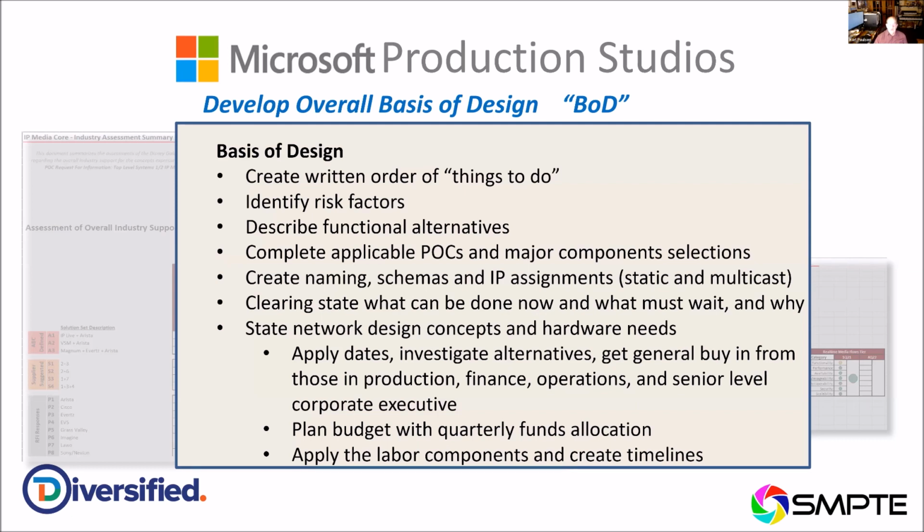Then we needed to clearly state what could be done now and what must wait and why in each of those cases. We did state network design concepts and hardware needs. We applied dates, we investigated the alternatives, we got a general buy-in from those on the production side, the finance side, the operations side, and the senior corporate executives, since the leadership over the top of this was helping us make decisions. And then we planned the budget, which meant that things had to be allocated in quarterly funds.